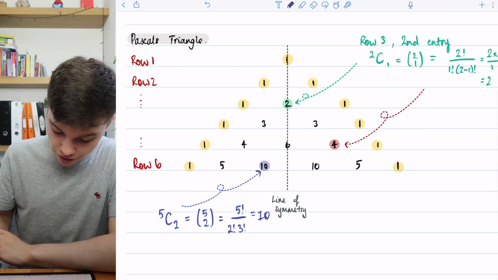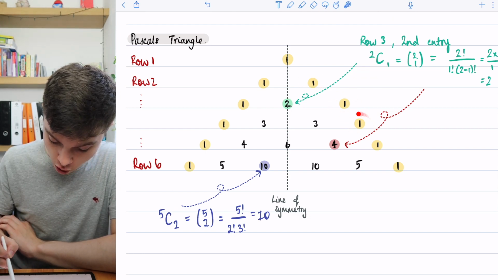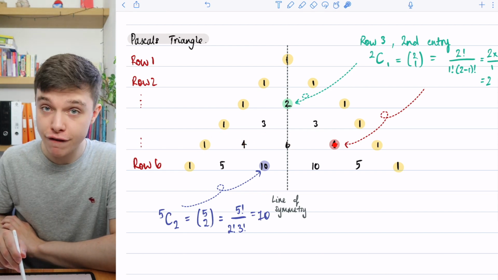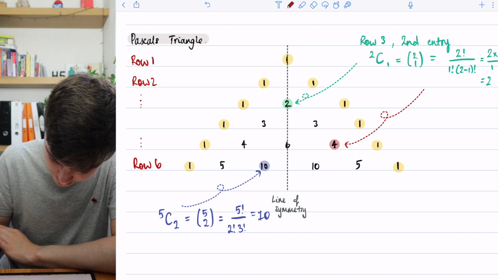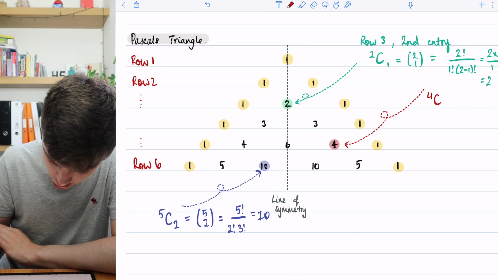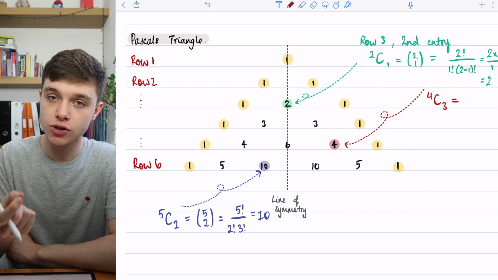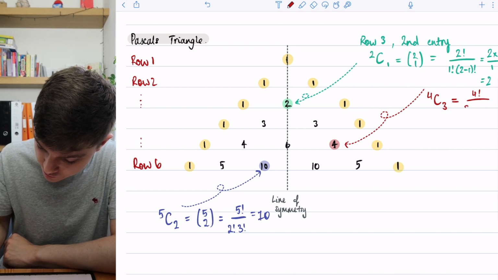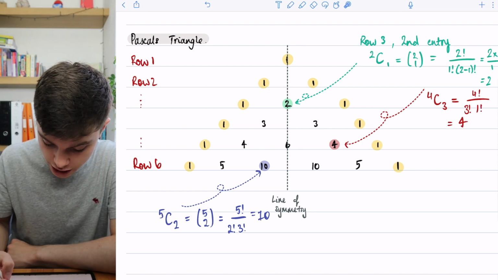All right, let's have a look at the red one then. What's the red one going to be? Well, it's in the 1, 2, 3, 4, 5th row, and it is 1, 2, 3, 4th entry. So that one is going to be, let me write it with the C first, 4 choose 3, because we're going to subtract 1 from the row and subtract 1 from the entry we're trying to work out. Now that is 4 factorial divided by 3 factorial times, and I'm just going to go straight for it, 1 factorial. Of course, that is then going to give us 4 because we already know the entry.